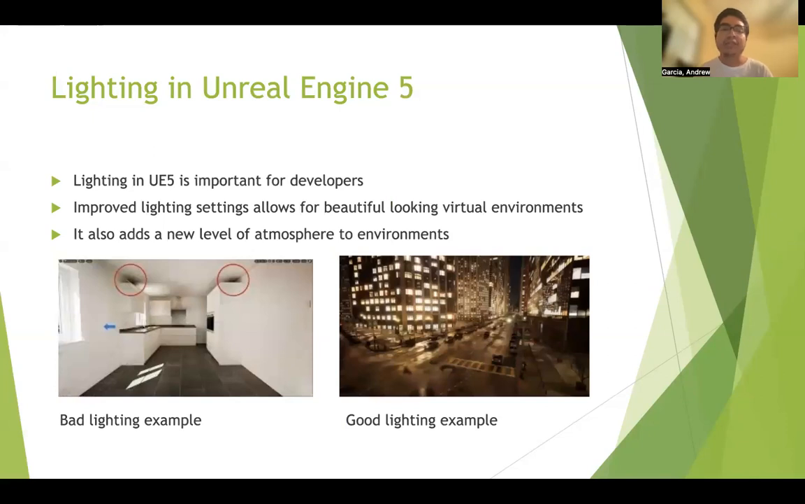On the image to the left, as you can see, is an example of bad lighting. There are poorly created shadows and other aspects that make it a bad example. The image to the right is an example of good lighting. It's an image of a realistic city setting, and the light and the reflections in the shadows look very detailed and very realistic.